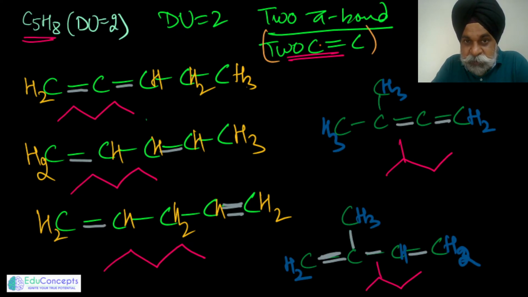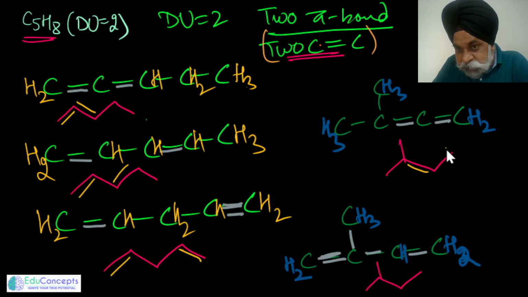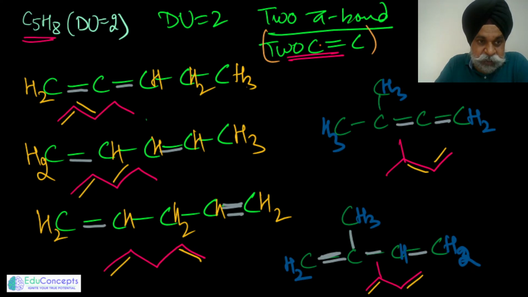So to keep the degree of unsaturation 2, I have to place 2 pi bonds. I can place it like this. I can place it like this. I can place it like this. I can place it like this. I can place it like this. So there can be some other forms also, some other isomers also. I think I have completed with this.